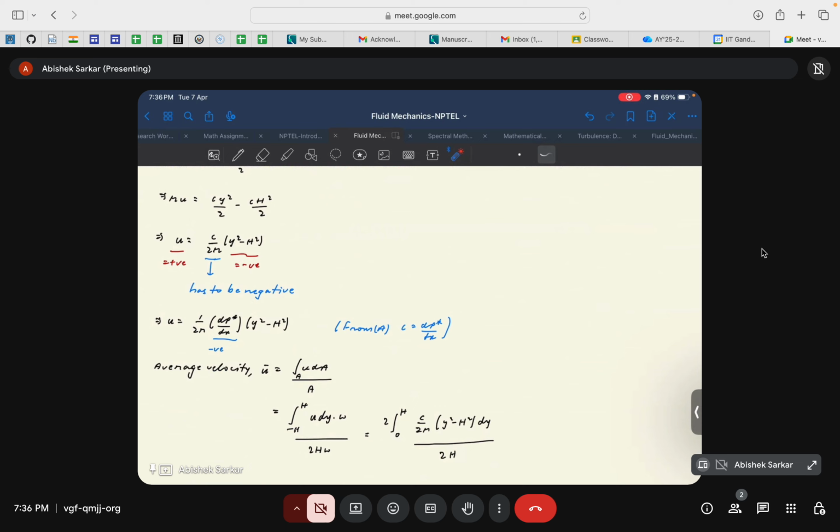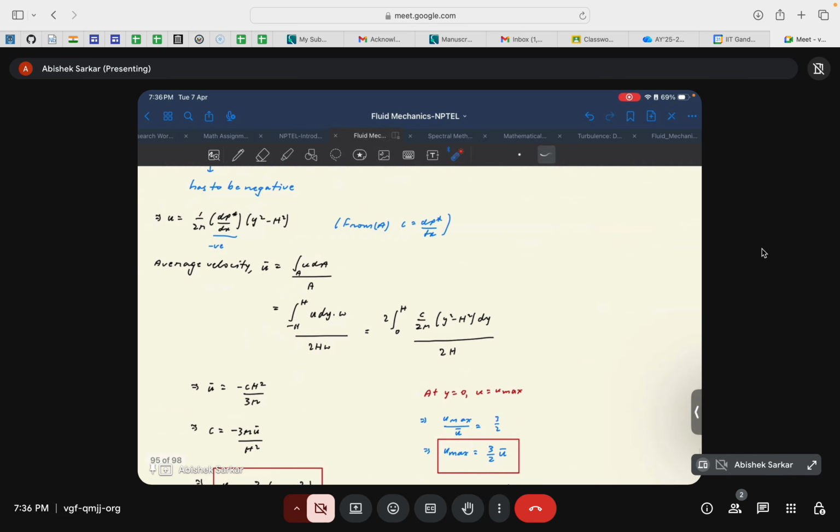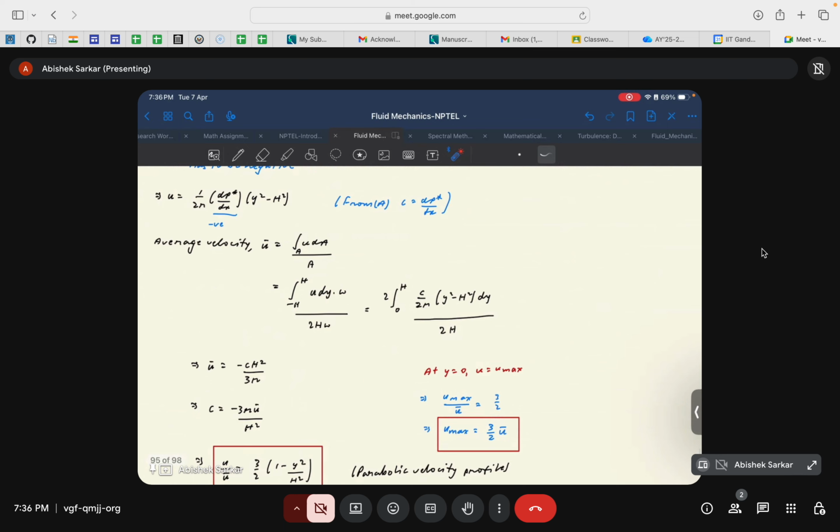Then there are some interesting terms that are relevant to your problems. First is average velocity, that is u bar equal to the integral of u dA divided by total area. So we'll have integration from minus h to h, because velocity variation is along the y direction, times u dy times w. And area is again 2hw, something that you can do yourself.